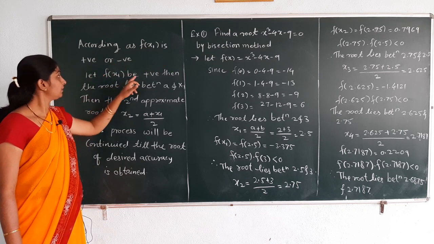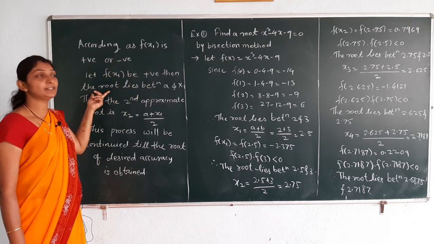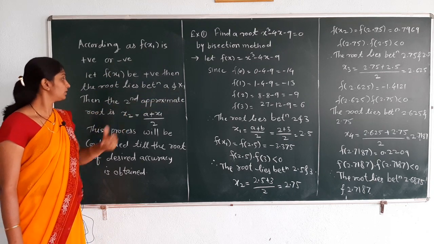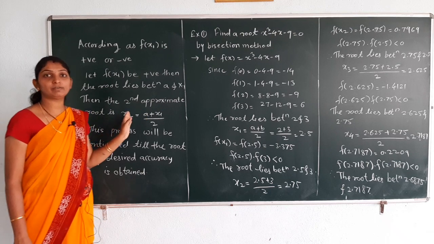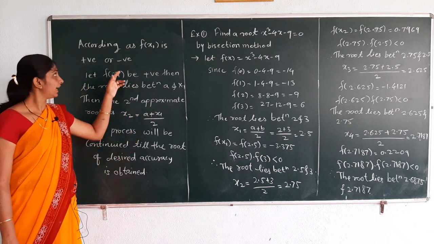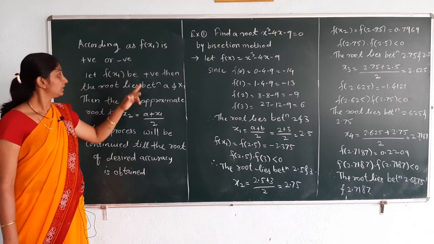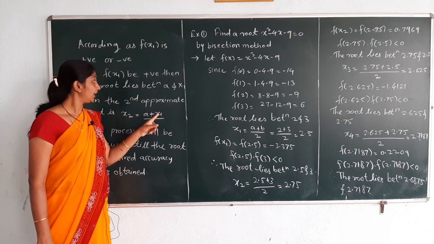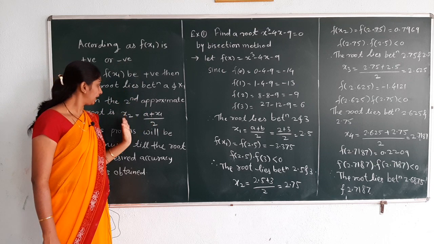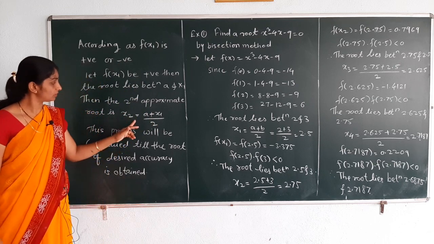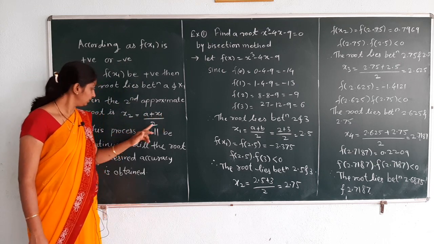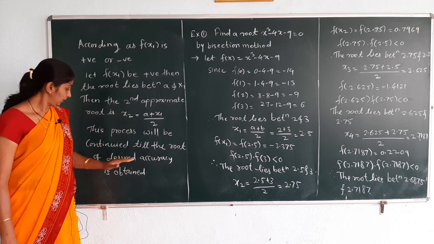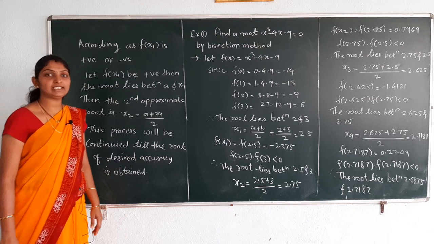Let f of x1 be positive, then the root lies between a and x1. Then the second approximate root, that is x2, is equal to, we get x1 is positive, therefore a is the negative end and x1 is positive, therefore x2, that is the second approximation, x2 is equal to a plus x1 upon 2. This process will be continued till the root of desired accuracy is obtained.